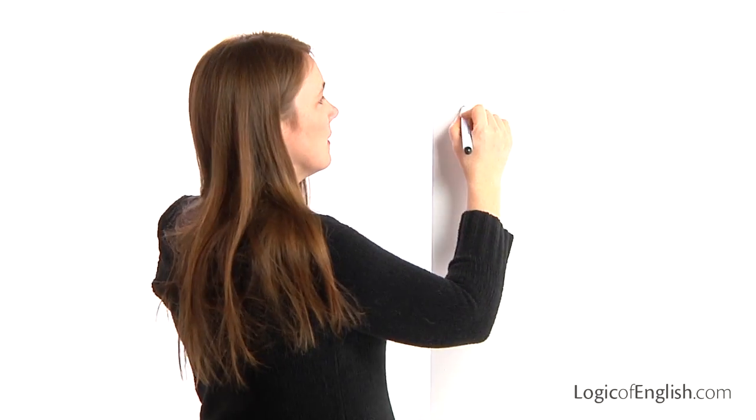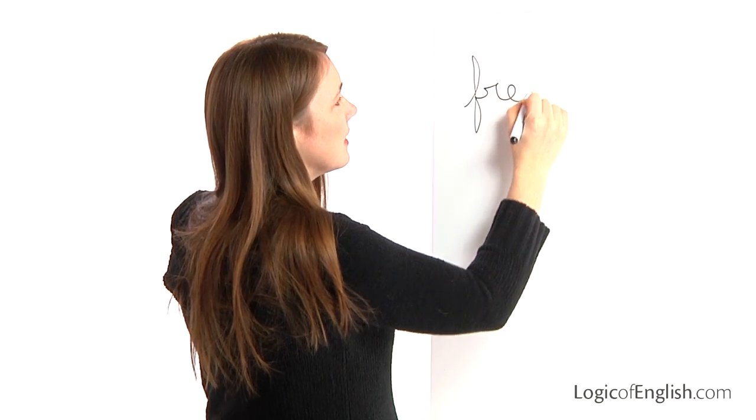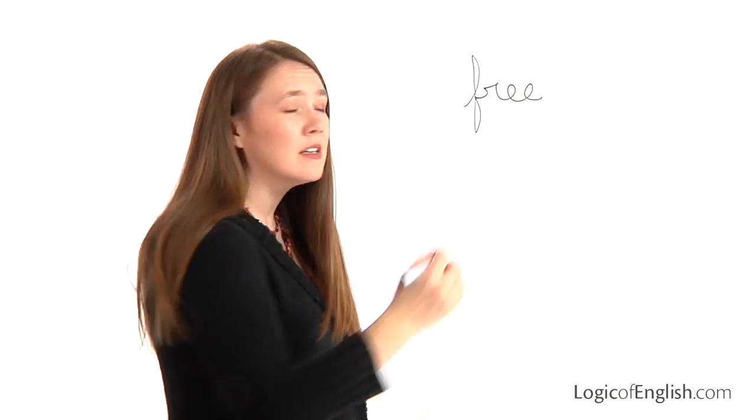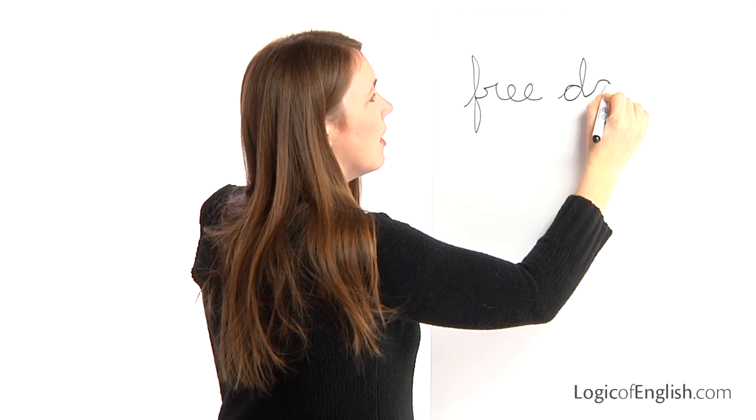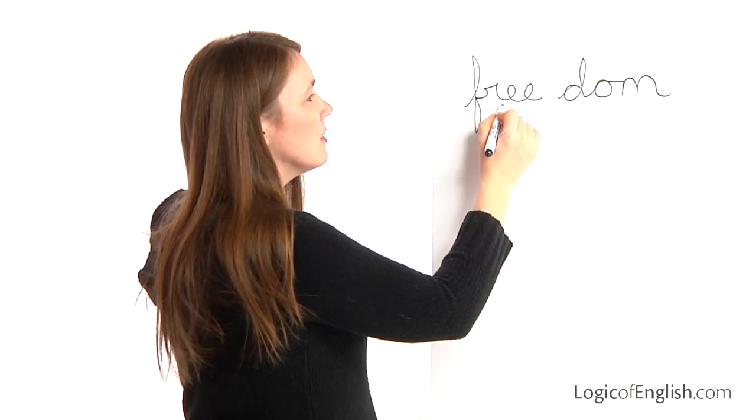And now help me to write it. The first syllable is free, F-R-E. The second syllable is dom, D-A-M. And how will we mark it? We'll underline the E.